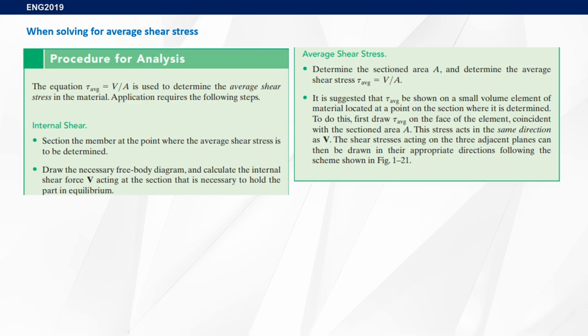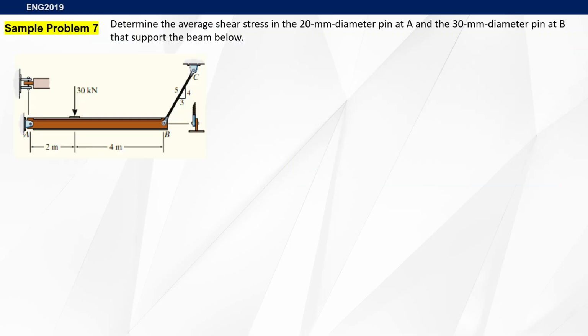Okay, so let's try several sample problems so that we understand what the average shear stress is. Here we have a figure, and we need to determine the average shear stress in the 20 millimeter diameter pin at point A and the 30 millimeter pin at B that supports the beam below. This is another view of it, like a top view. So we are here to determine the average shear stress at the pin at point A and the pin at point B.